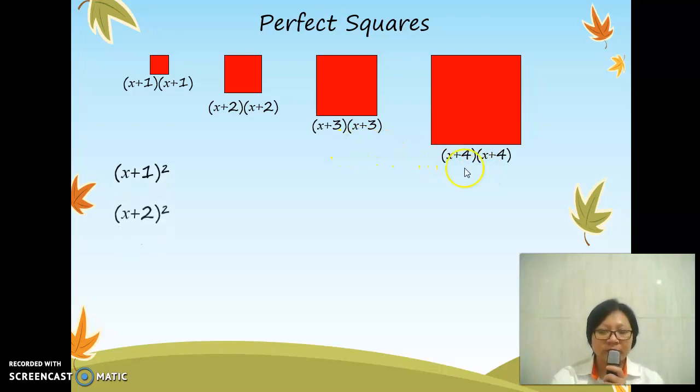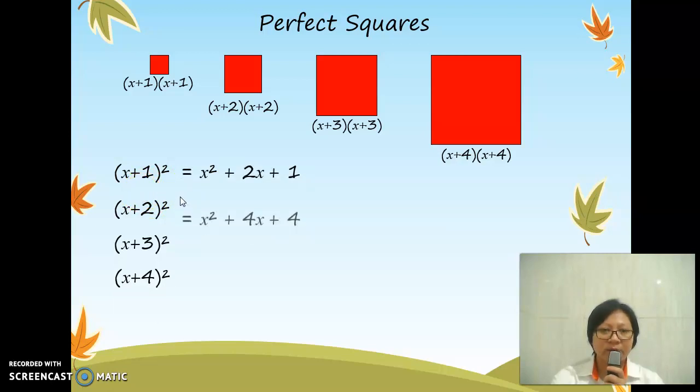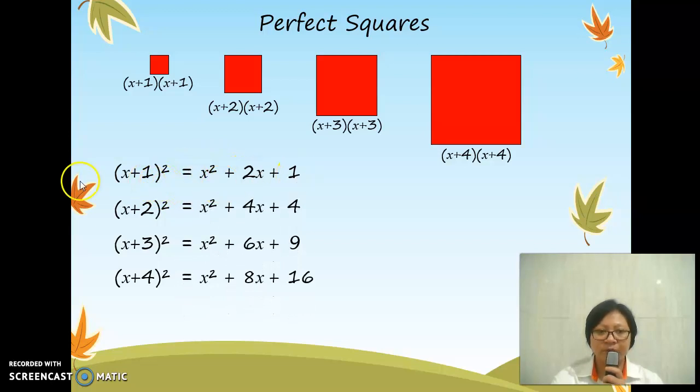To keep it simple, I'm using the index form, x plus 1 squared, x plus 2 squared, and then I expand the algebraic perfect square. I'll get this result. For example, x plus 1 squared is equal to x squared plus 2x plus 1. So there is a pattern here.